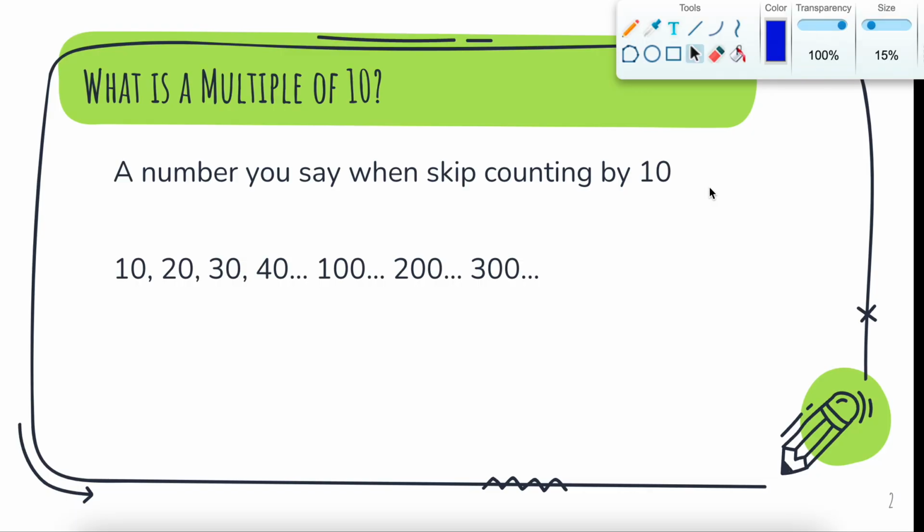So a multiple is just a number that you say when you're skip counting. So multiples of 10 would be things like 10, 20, 30, 40, and so on, all the way up through the 100s, 200s, thousands, and infinitely on from there.